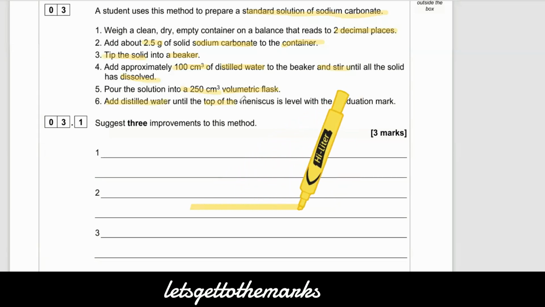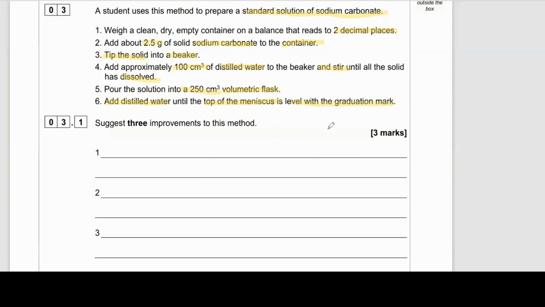Use this type of highlighter, not the other one. Okay, so you should be able to see some mistakes in the method. So let's suggest 3 improvements to the method. First of all, look at the way they weighed it. They weighed out 2.5 grams and then they tipped it into the beaker.